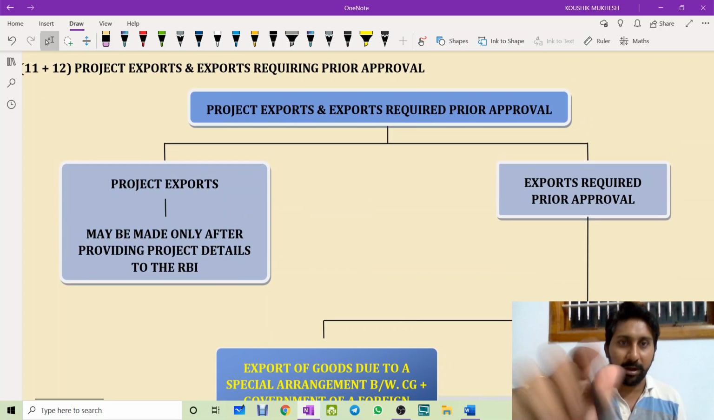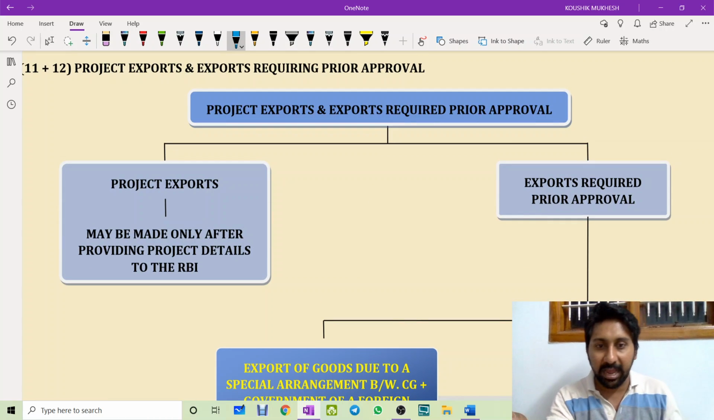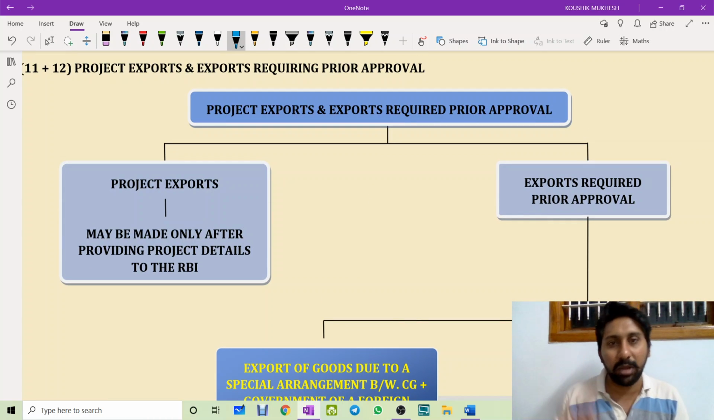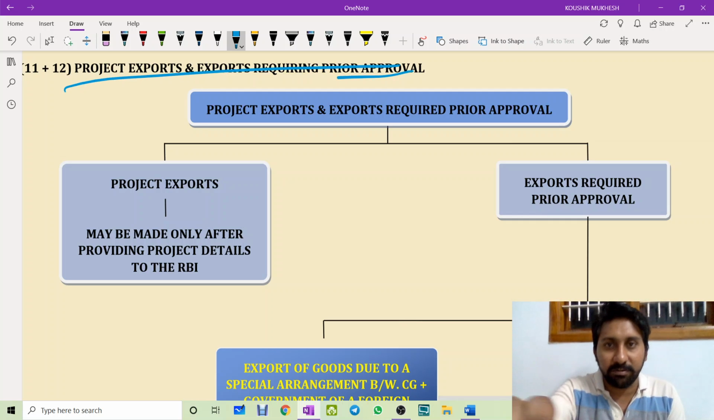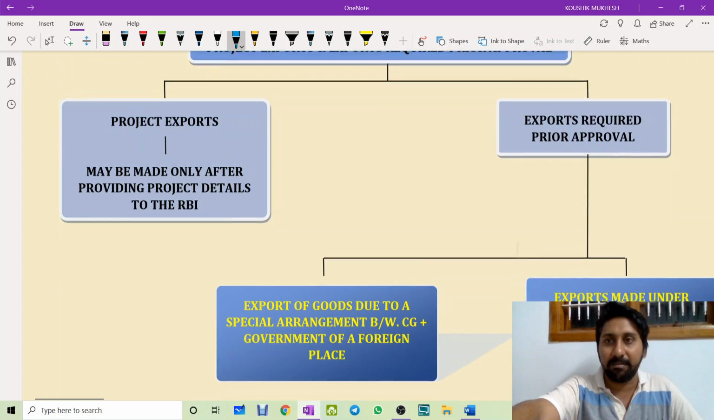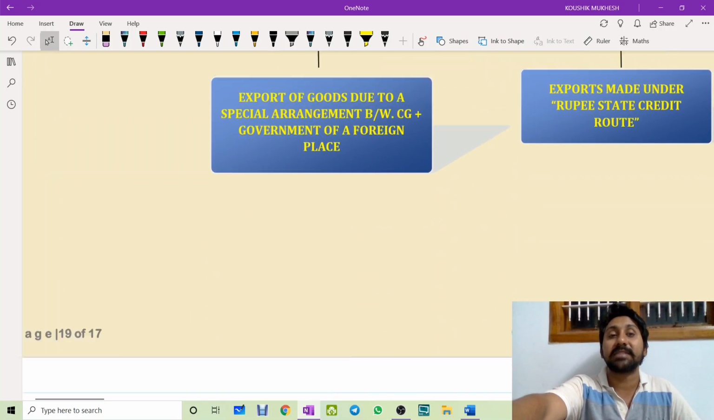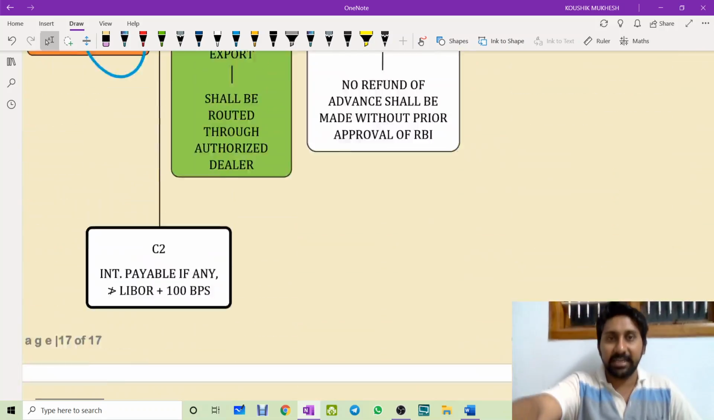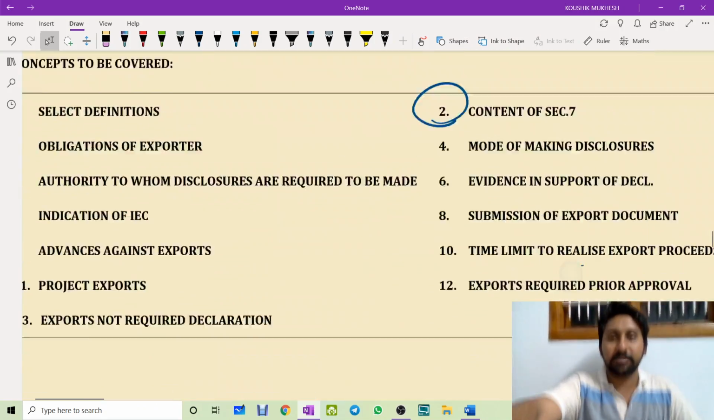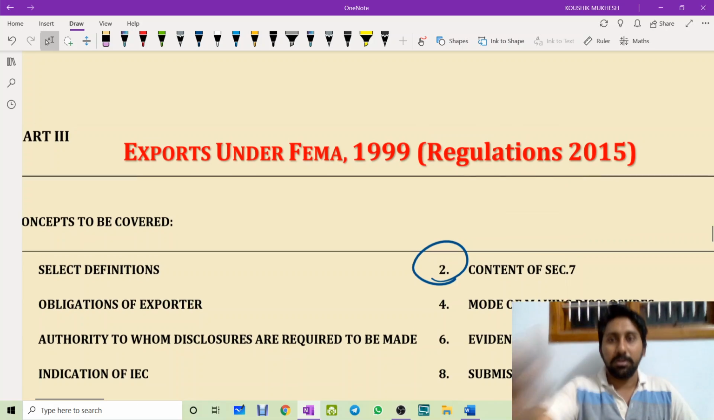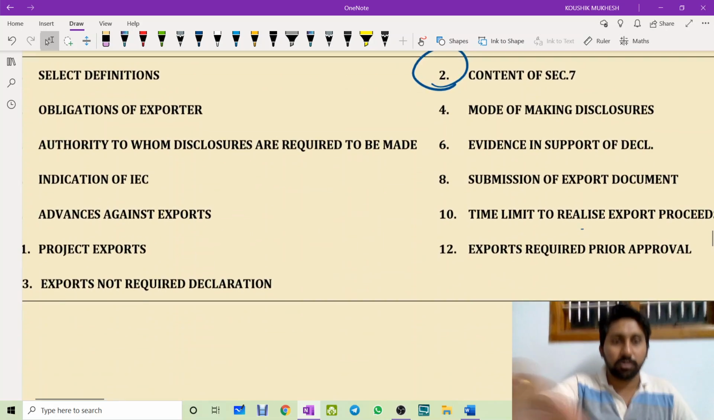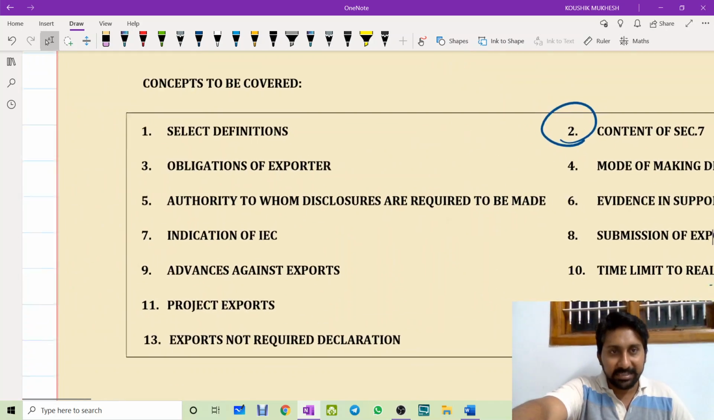Just this particular point I have to keep on hold, because I have to complete this as a link to another issue. So points 11 and 12 we will not discuss here; we will discuss at a different place when we come to the concept of current account transactions. So this is all about the concept of exports under FEMA. I think everyone understood the concepts clearly.